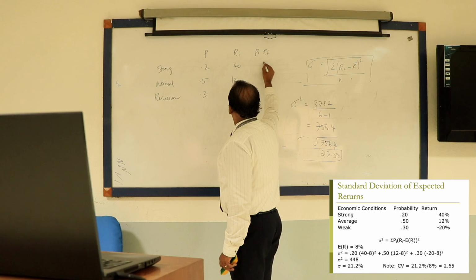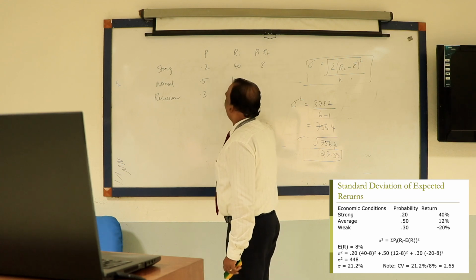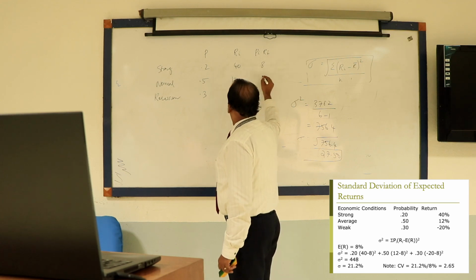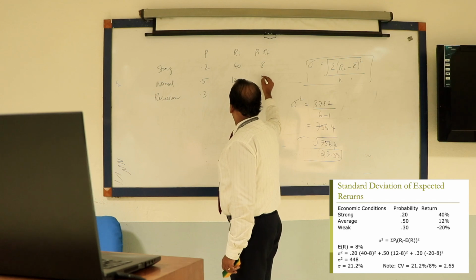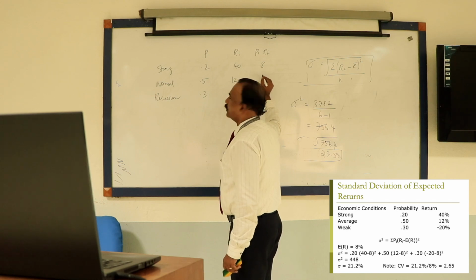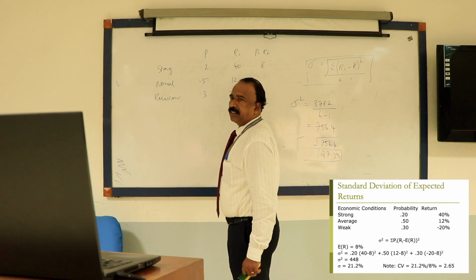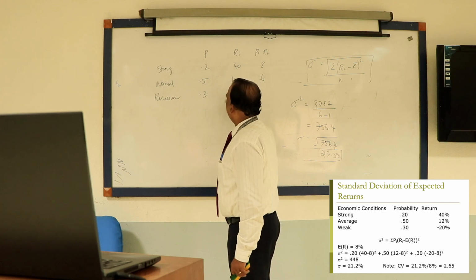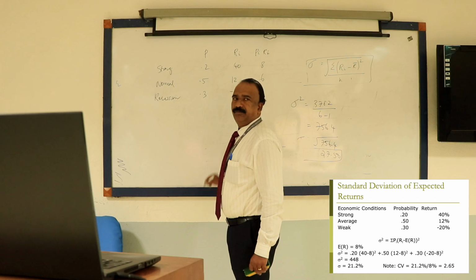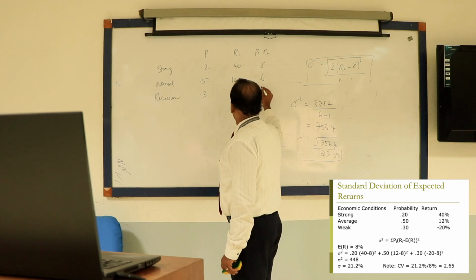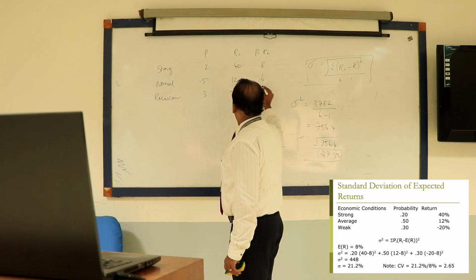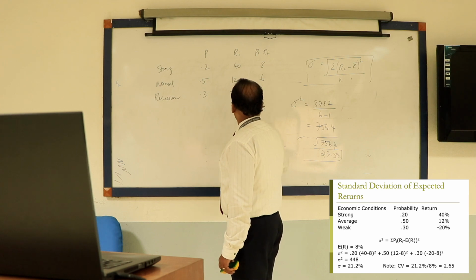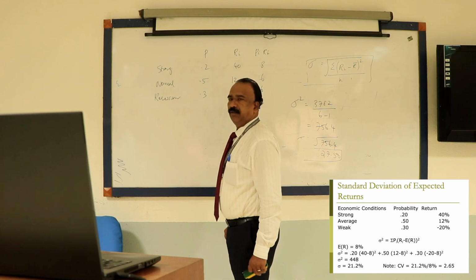My 0.5 into 12, 6. Please calculate. 0.5 into 12 is 6. Minus 20 into 0.3 is minus 6. Correct? Yes, sir.